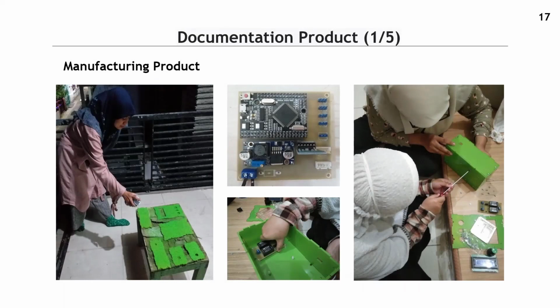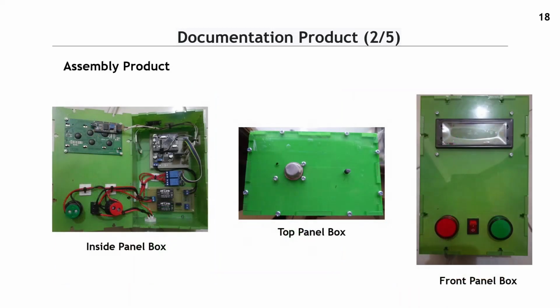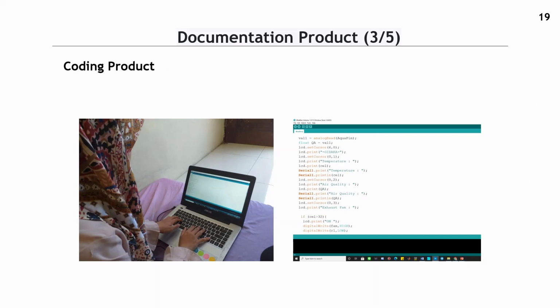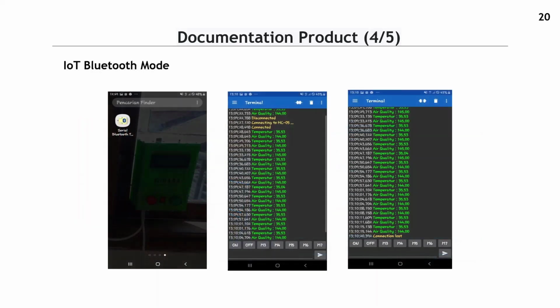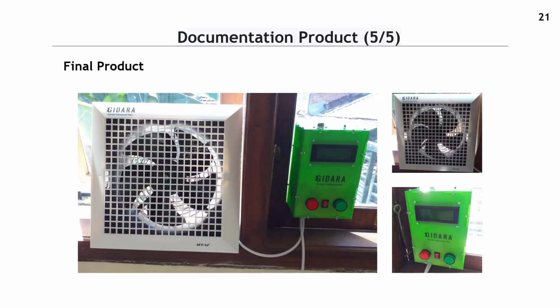And the last section is product documentation. First, we have the manufacturing product documentation here. And second, assembly. And next, we have the assembly product documentation. Next, the third one is the coding product documentation, programming the Arduino. Next, documentation for the IoT Bluetooth mode. And the last one is the final product documentation.